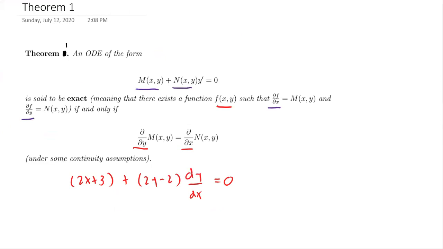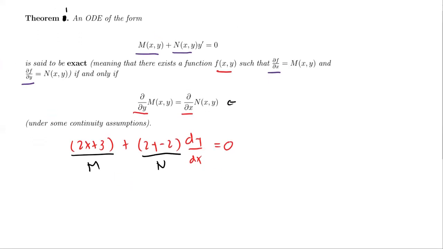When you're trying to test this condition, whatever is multiplying your derivative is always your N. Everything that's left over is always your M. So let's see what the partial derivative of M with respect to y is. There are no y's in M, so for our purposes everything is a constant, so this is 0. Now let's take the partial derivative of N with respect to x. Look at N, there are no x variables, so 2y - 2 is a constant. So that is also equal to 0.